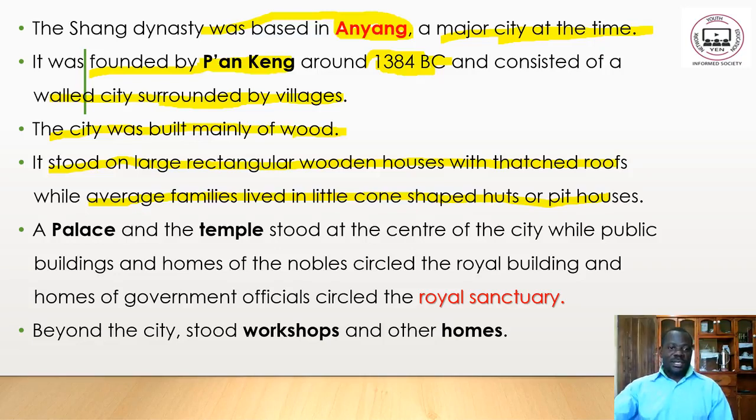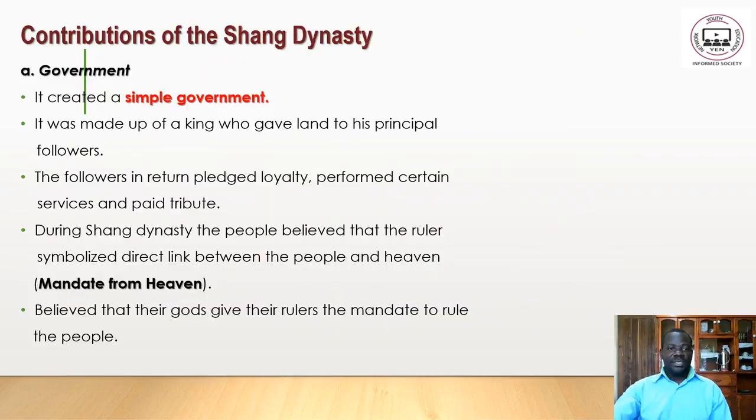And also a palace and a temple stood at the center of that city, Anyang, while the public buildings and homes of the nobles encircled the royal building. So the royal building was at the center, surrounded by the houses of the nobles and other public buildings. And homes of government officials encircled the royal sanctuary.